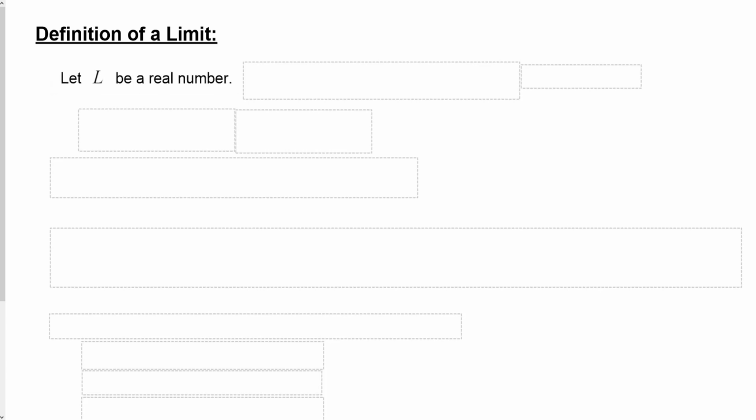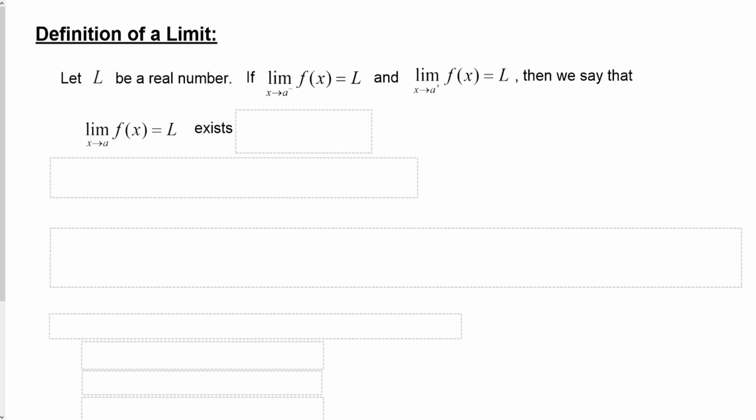So let L be a real number. And if the limit as x approaches a from the left-hand side of a function is equal to L, that little negative, which looks like an exponent on the a, that's the notation for a left-handed limit. A positive on the a means it's a right-handed limit. So this is just saying the limit from the left and the limit from the right. So if both of those limits exist and are equal to one another, then we can say that the limit as x approaches a is equal to L. So we say that exists and is equal to L.